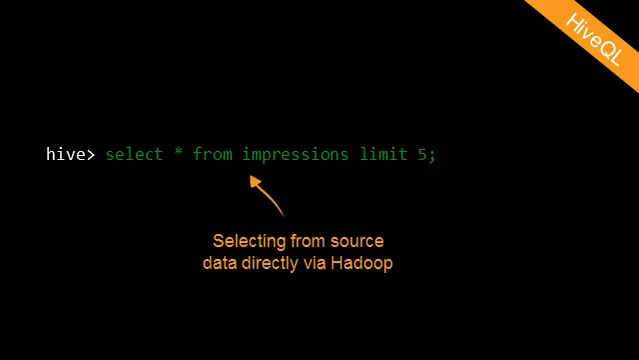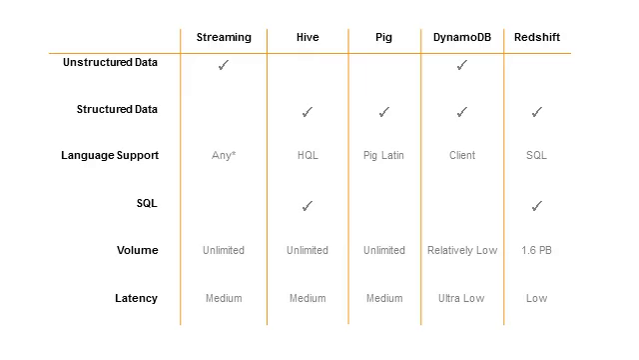So here we would select star from impressions, limit 5, and that will be selecting from a data source directly via Hadoop, even though that data source is actually a set of text-based files stored off in Amazon S3 and mapped in using that configuration step. So that should give you a quick flavor of how you can use HiveQL for interactive queries. And here's a quick summary of comparison between different data sources that you might use within EMR.